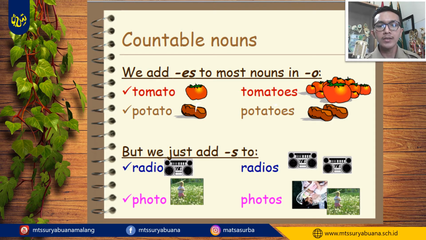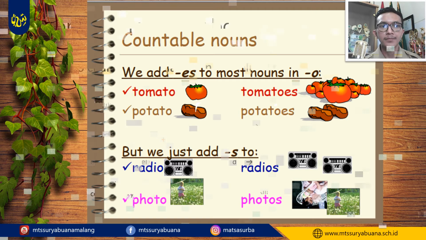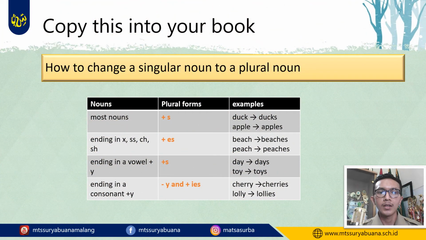But there are some exceptions to these words. We just add s to them. For example, radio becomes radios. And another example, photo, photos. This is the summary of how to change a singular noun into a plural noun. I hope you can copy this information into your book.